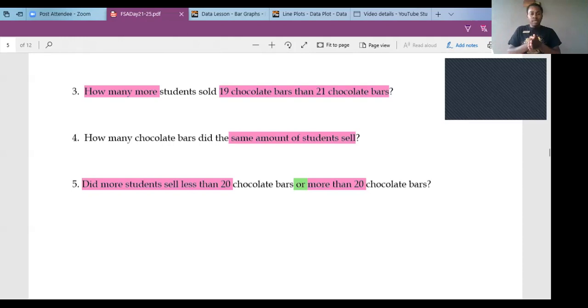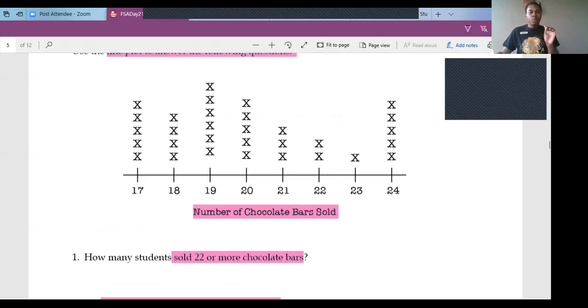Are we looking for 20? No, we're looking for X's that are less than 20 on the line plot and more than 20 on the line plot. So we're going to go back to our line plot. When we look at less than 20, we're not going to count 20. The only numbers we are going to count are 18, 19, and 17, okay? So we're going to count the X's above 19, above 18, and above 17.